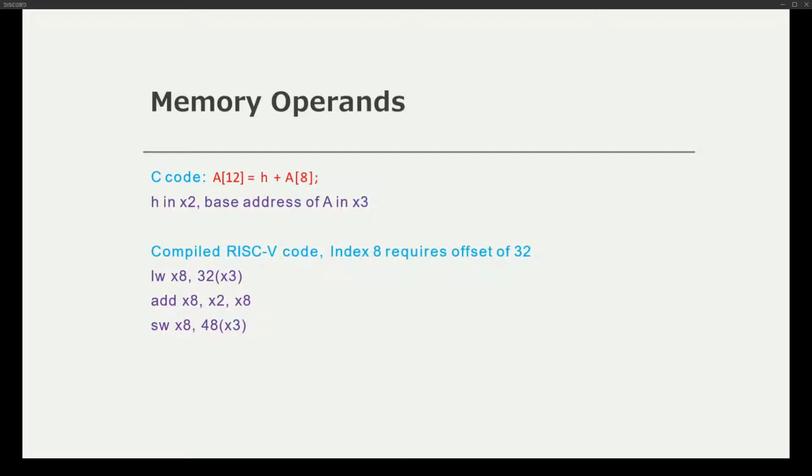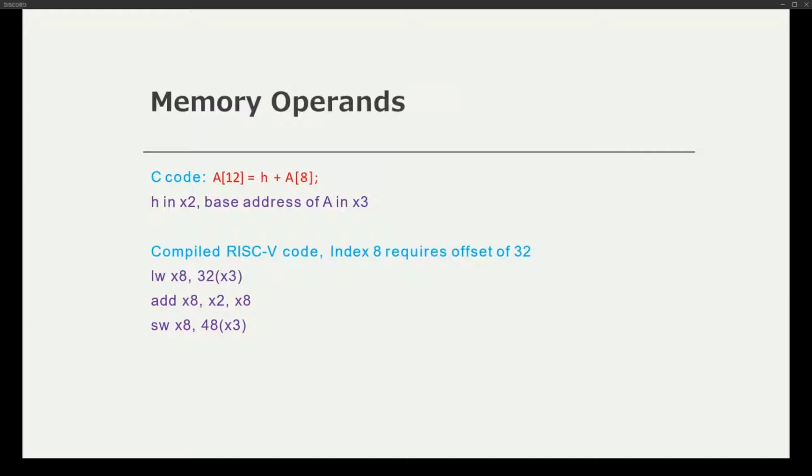We can also access memory operands, which are used in arrays, where the values are stored in memory instead of a register. When we have to access something that's stored in memory, we have to multiply the offset by 4. So in this case, we have an index 8, so we multiply it by 32. We have to load it from memory, which we do with the load word command. So we're loading the 8th index of A into temporary register x8.